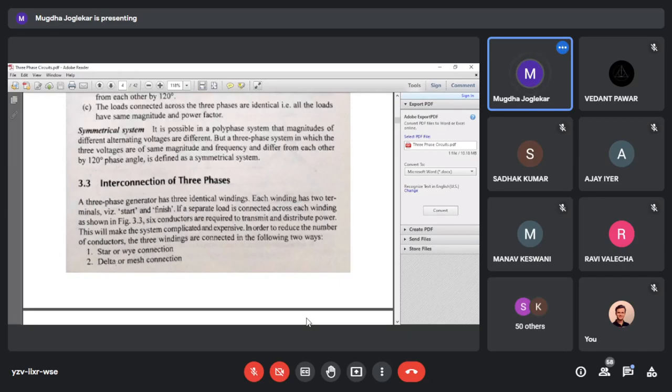Now here, instead of resistances, our electric supply, meaning we can say coils, are connected in star or delta, and the load will also be connected in star or delta, depending on your connection. If your supply is connected in star, then the load will be in star connection. If your supply is in delta, then the load will be in delta connection.